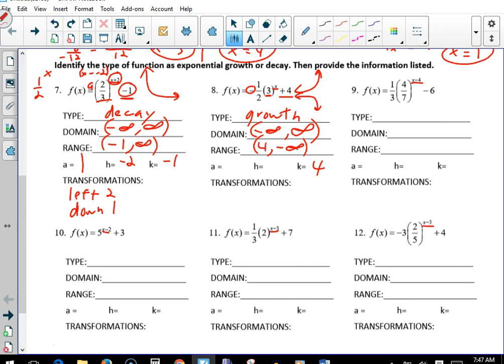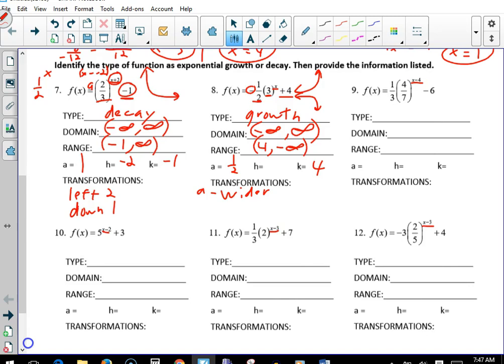Okay, so here we go again. For this one, it is going down, so it's negative infinity. A is this number outside the base. So 3 is our base saying growth. This 1/2 does not mean decay. This 1/2 is our A, which makes it wider. And so remember, A tells us whether it's wider or narrower.